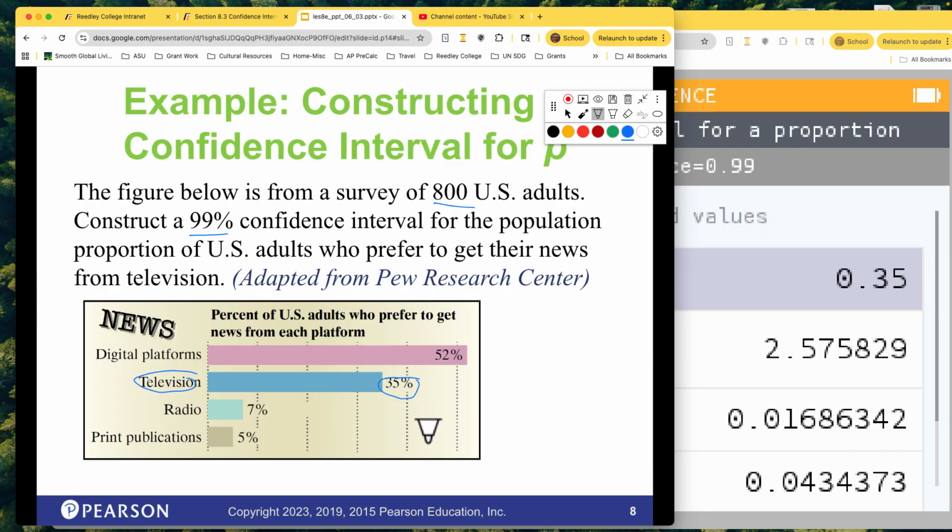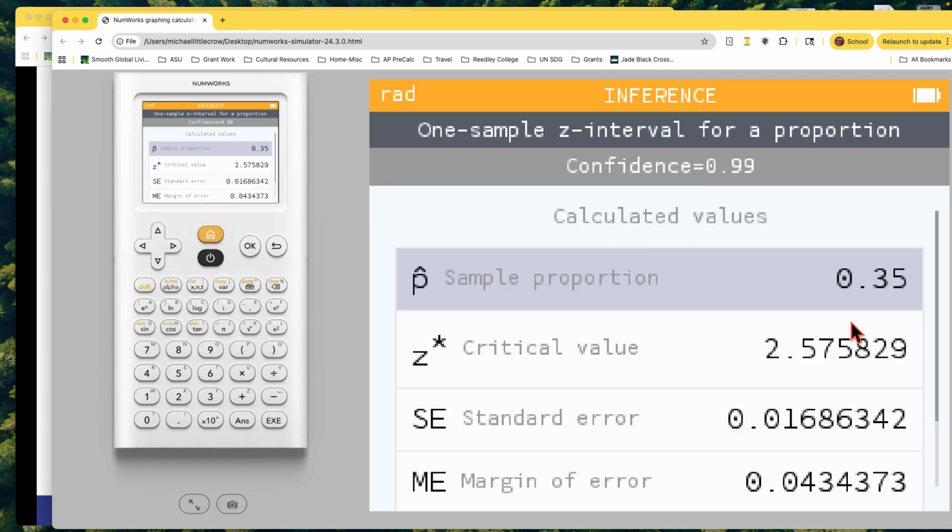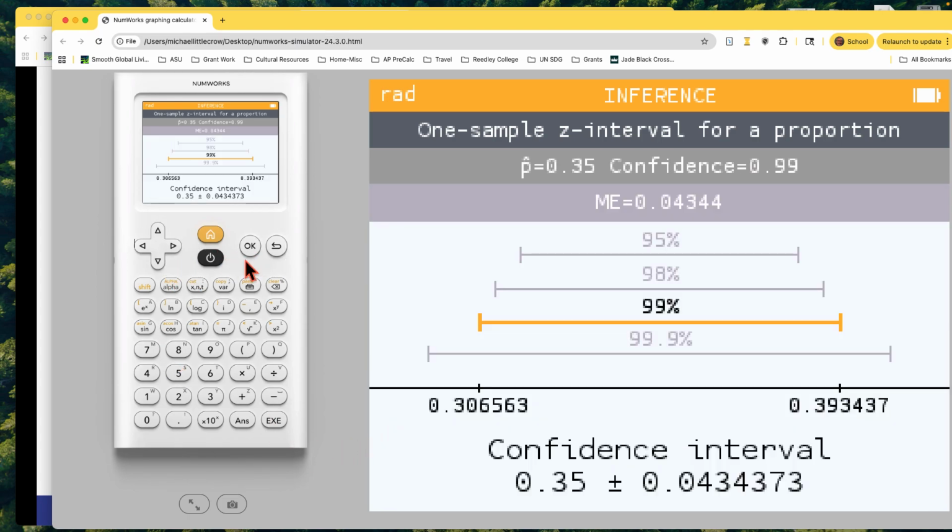It'd be nice if we could come here and put it in, but we can't. So critical values, standard error. So the margin of error is the important part. So our population proportion is going to be about 35% plus or minus 4%, right? And again, we go one more step. We got our confidence interval here, about 30.6 or 30.7 to 39.3% is what the population would be at a 99% confidence level. And again, we've got it here as well. It just depends on, in the homework, how do they want it.